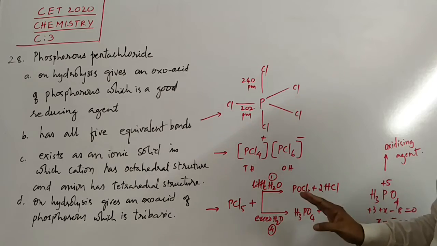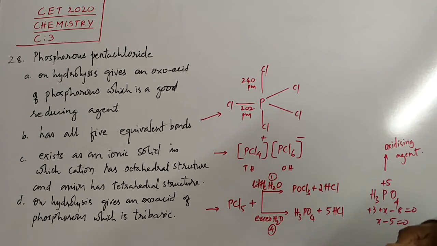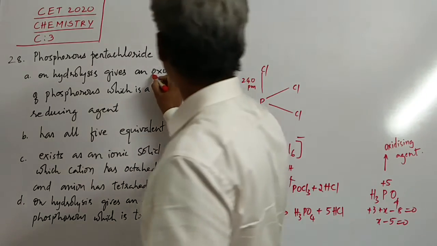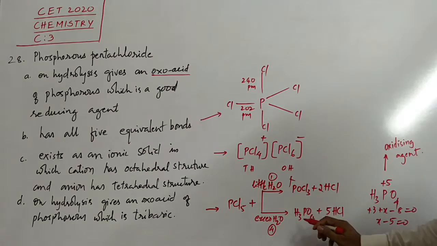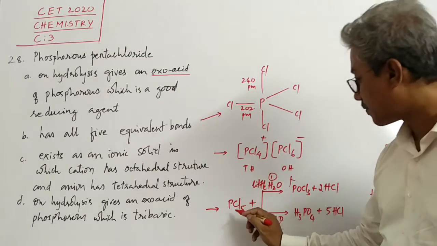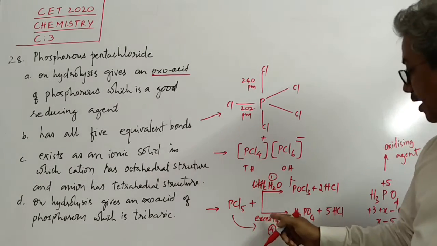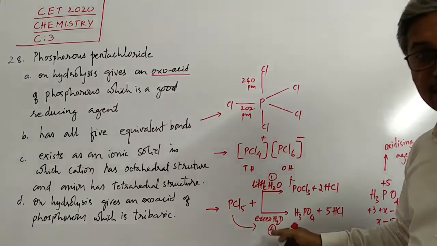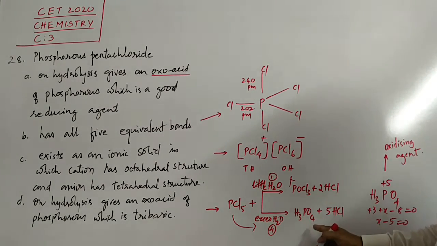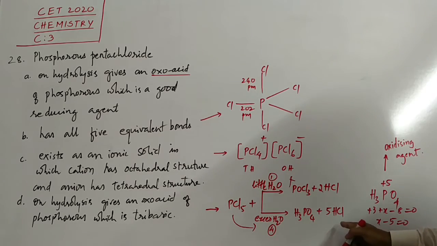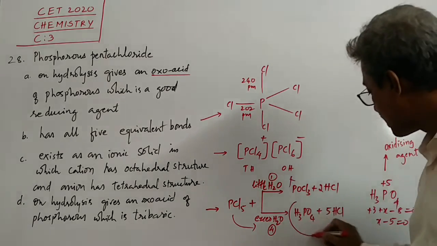Phosphorus oxychloride is not an oxo acid. That means this should not be taken into consideration. What it says is oxo acid. Oxo acid stands for protic acid. That means we'll have to take this into consideration. So when phosphorus pentachloride undergoes hydrolysis with excess of water, it gives H3PO4, orthophosphoric acid, along with 5 moles of HCl.